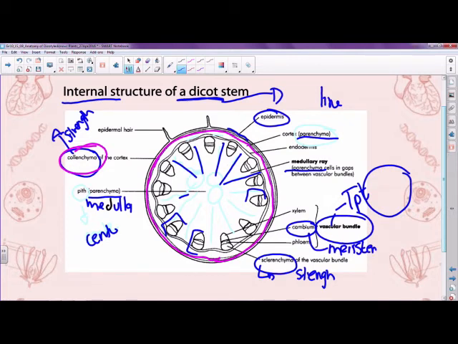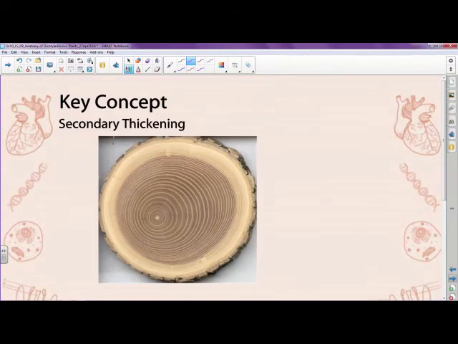Now, I've said to you, what do you mean by divide? Cambium can lay down tissue every season. It lays down, what do we find in the middle? Xylem. What do we find on the outside? Phloem. There we go. So what does my cambium do? I'm going to show you this diagram over here.